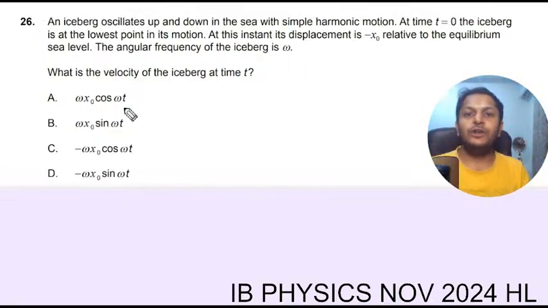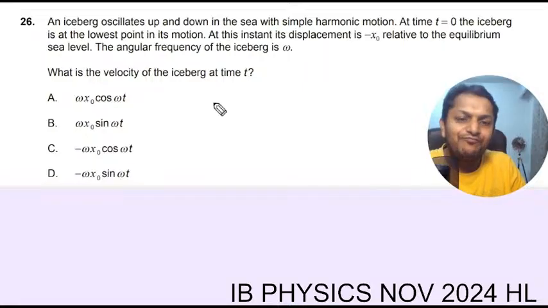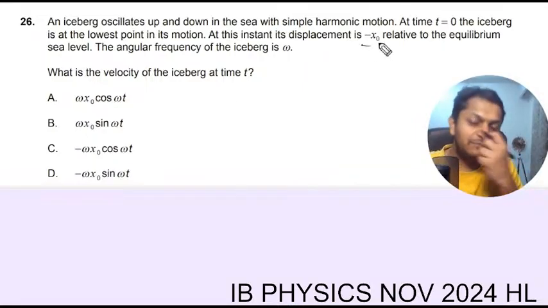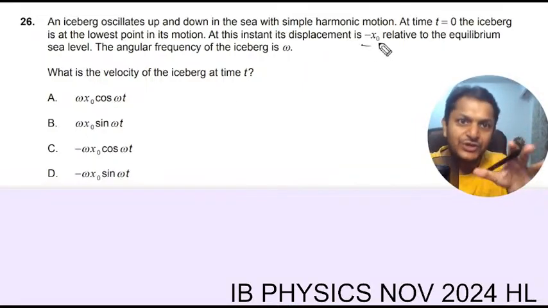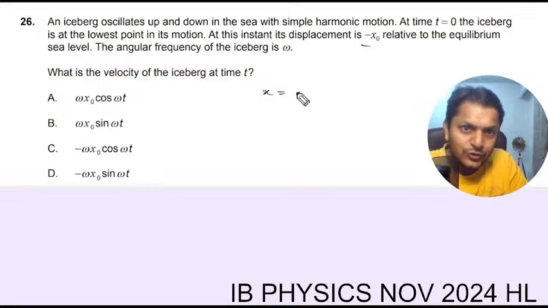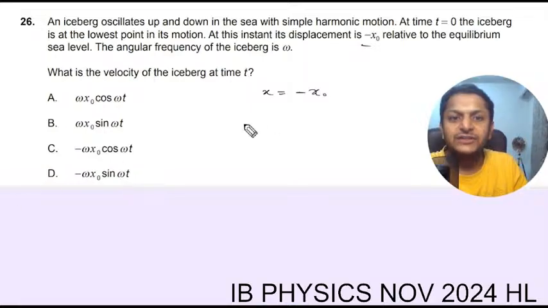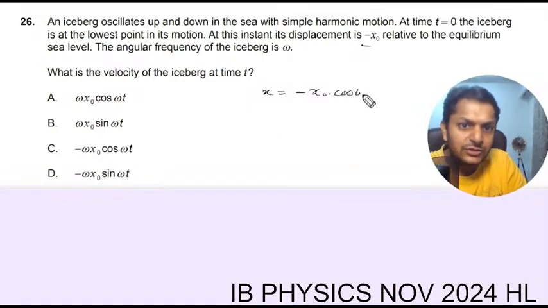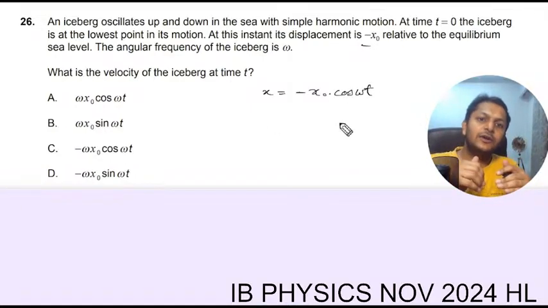Okay, so this question belongs specifically to an HL topic, isn't it? So it is at the other extreme. So first of all, we have to create this equation. The equation for the displacement will be x is equal to negative x naught, because it is starting from the extreme, it will be cos omega t. Why? Because it is starting from the lowest point.